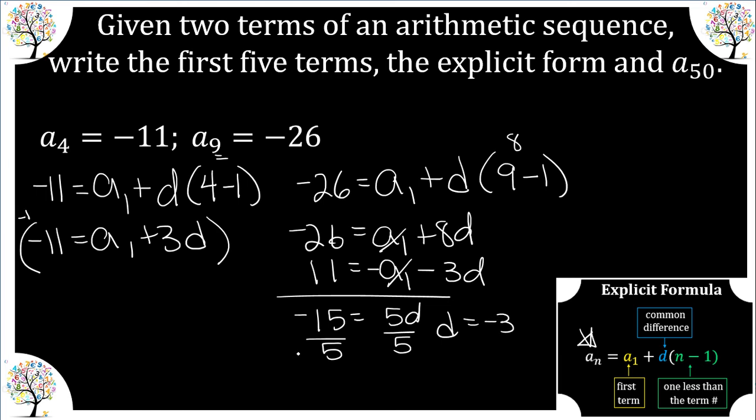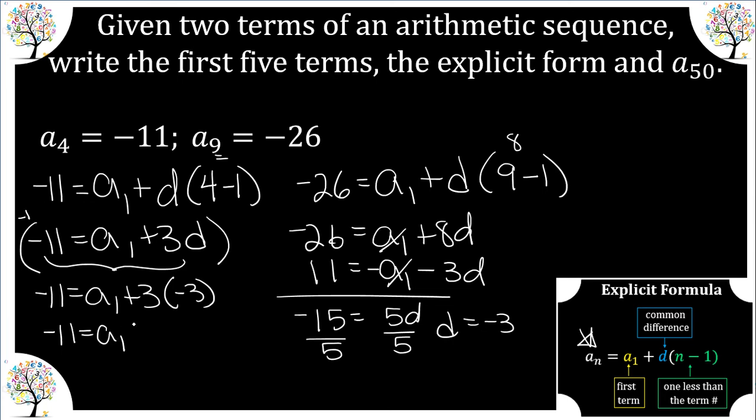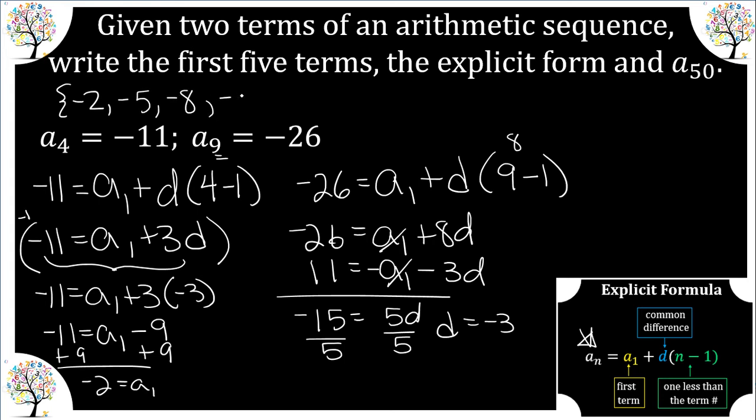So our common difference is negative 3. Now to find our first term, I'm going to take just this original and plug in negative 3 for d to find my first term. 3 times negative 3 is negative 9. Isolate a sub 1, add 9 to both sides, and the first term was negative 2. We were going down by 3, so that will be negative 5, negative 8, negative 11, negative 14.